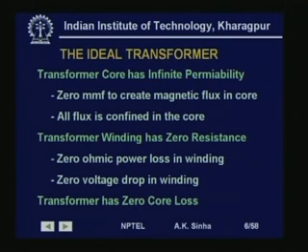Another assumption, or another property of the ideal transformer, is that the transformer winding has zero resistance. It simply means there is no power loss which takes place in this transformer, and there is also no voltage drop which takes place in this transformer. Another assumption that we make for an ideal transformer is that there is no core loss, that is, there is no hysteresis or eddy current losses which take place in the core.